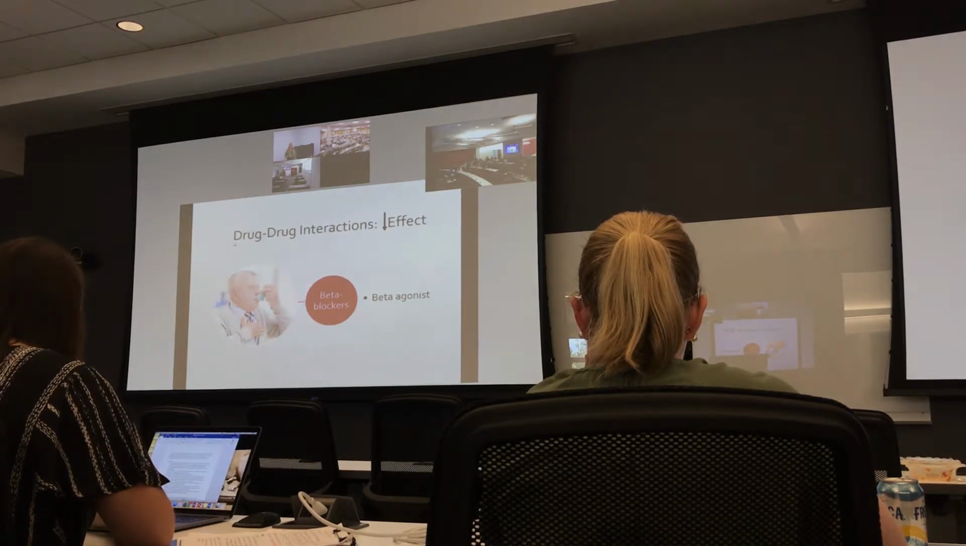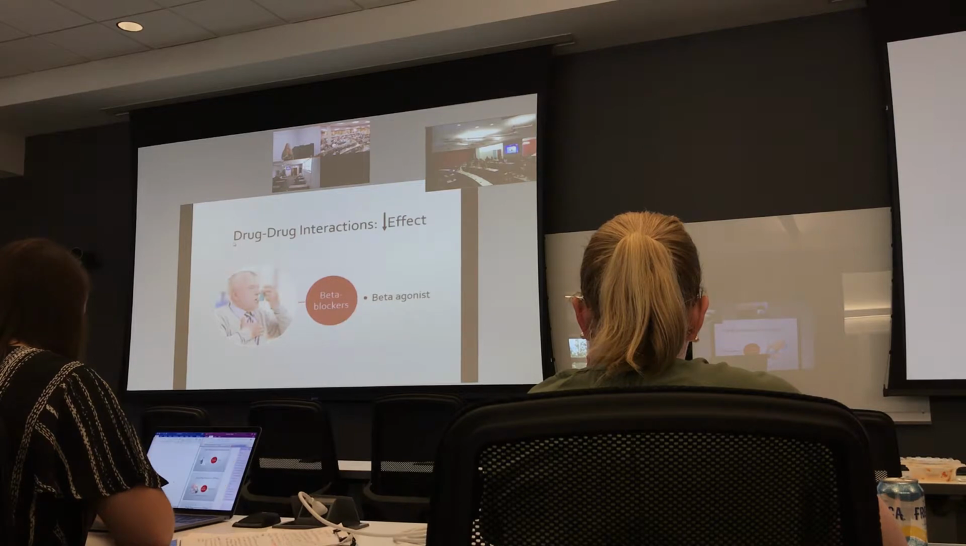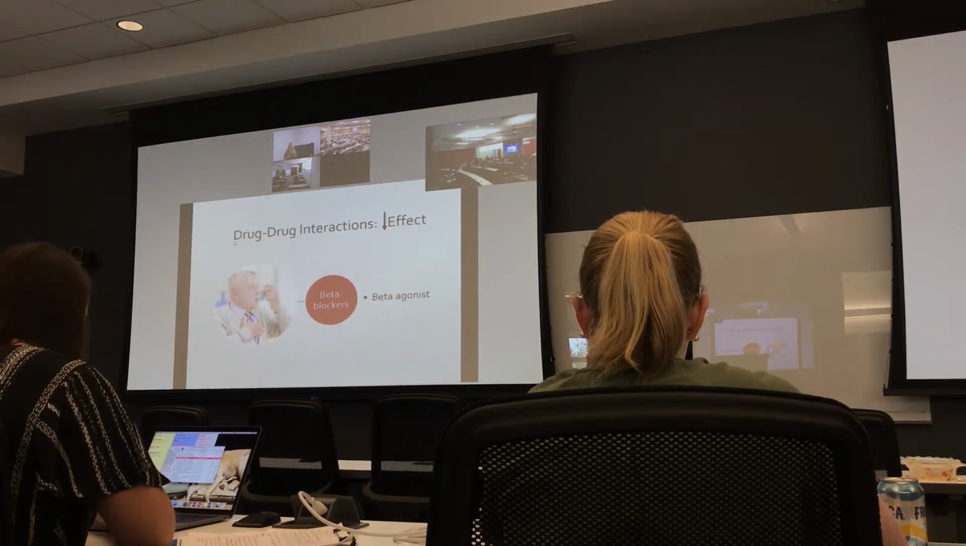I'm not going to commit something to my memory that's life-threatening. This is a life-threatening example. So the answer is I Google it unless it's one of my key ones like carvedilol, metoprolol. Those you have to know.